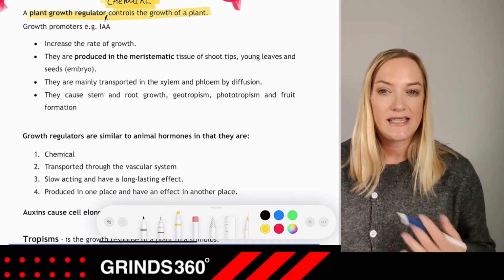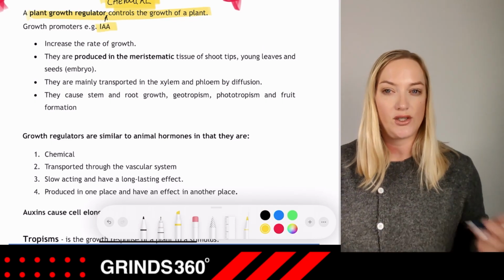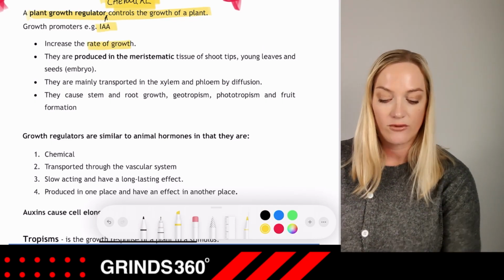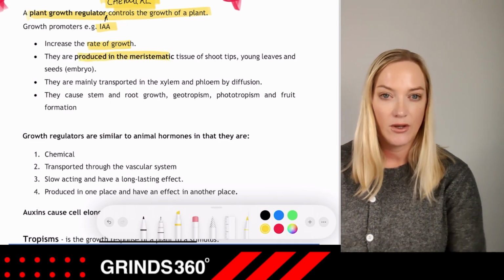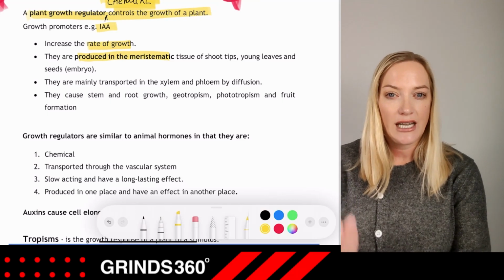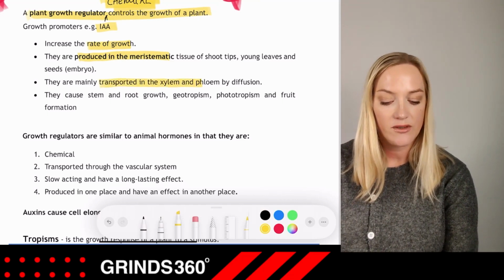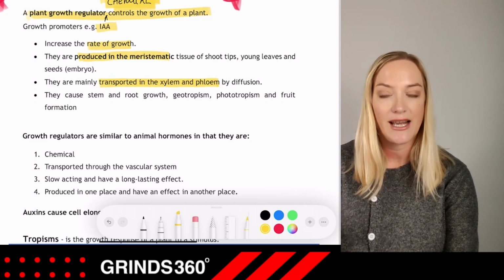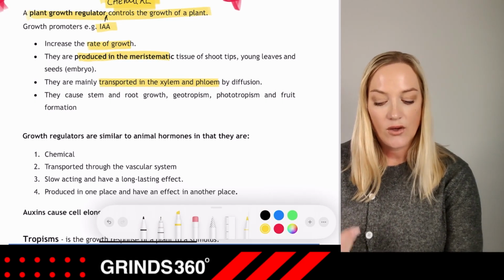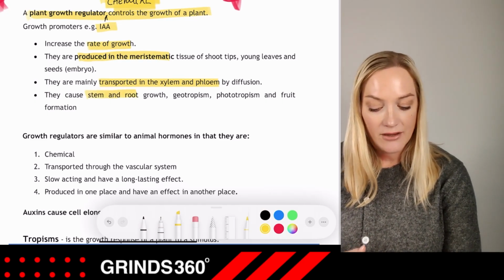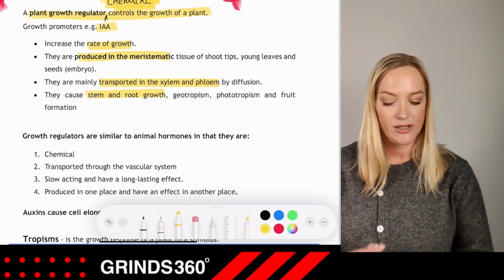So growth promoters, an example of a growth promoter is IAA, indoleacetic acid. What does it do? It increases the rate of growth. Where is it produced? It's produced at the meristematic tissue. The meristematic tissue is the root and shoot tips. It's mainly transported through the xylem and the phloem, so through the vascular tissues. And it's transported by diffusion. So what it will do, it'll cause the stem and root to grow. It'll cause geotropism, phototropism, and fruit formation.